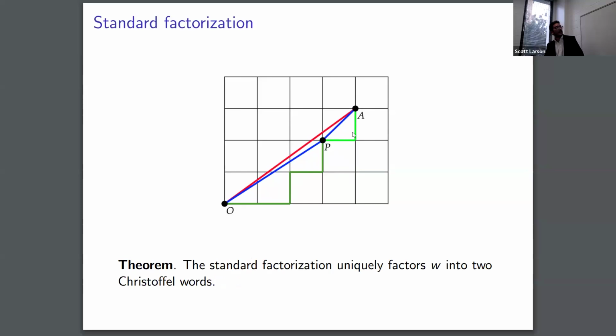So the standard factorization actually uniquely factors W into 2 Christoffel words. And that being that if you just split W at a point into 2 pieces, the only way to get 2 Christoffel words is to split it using the standard factorization.